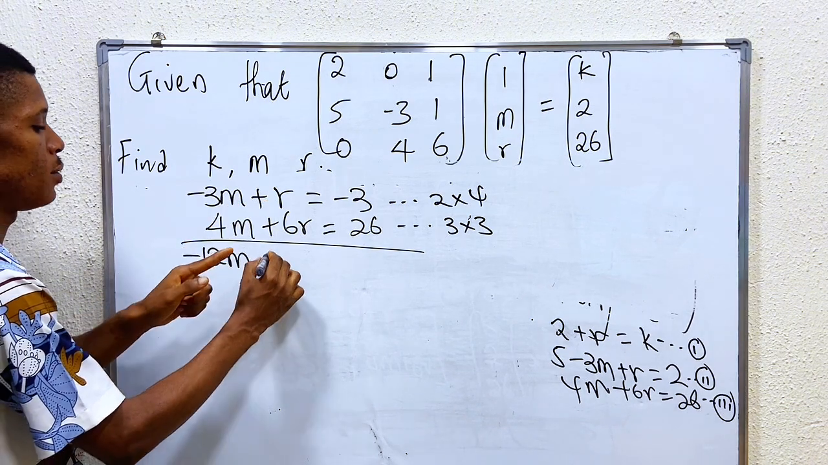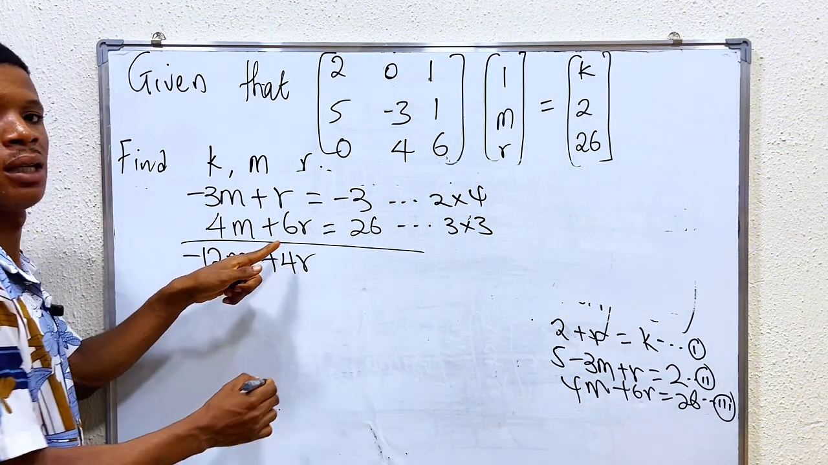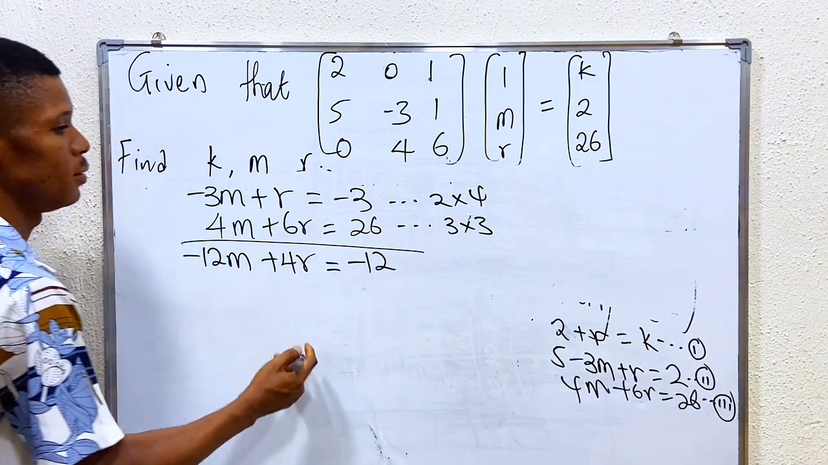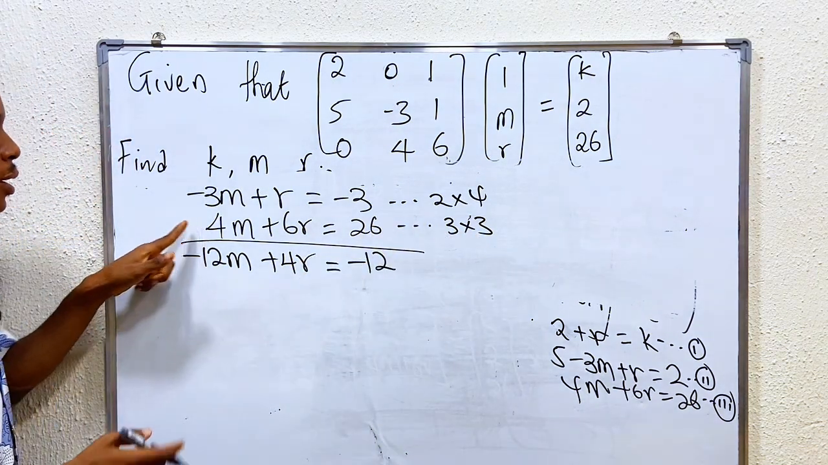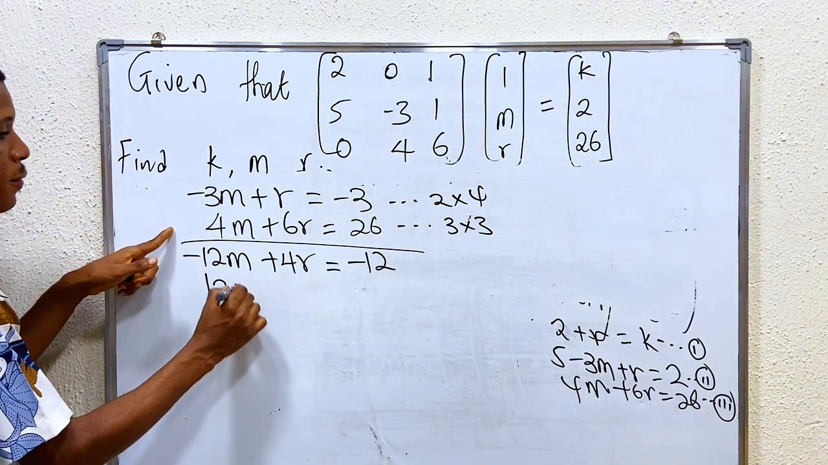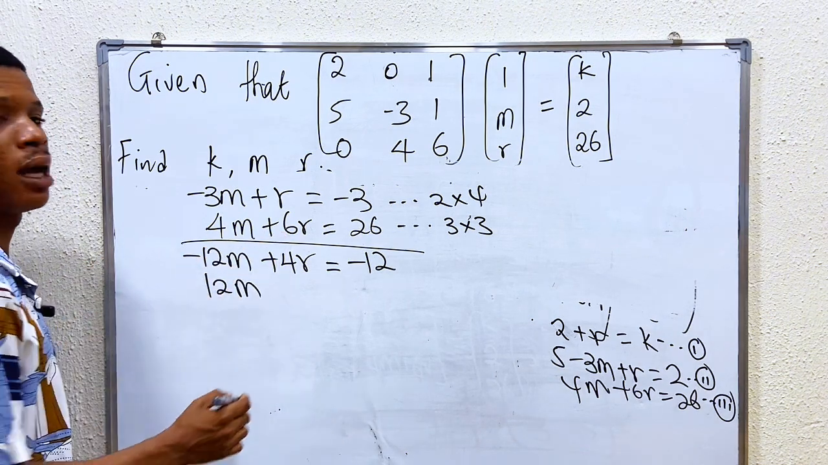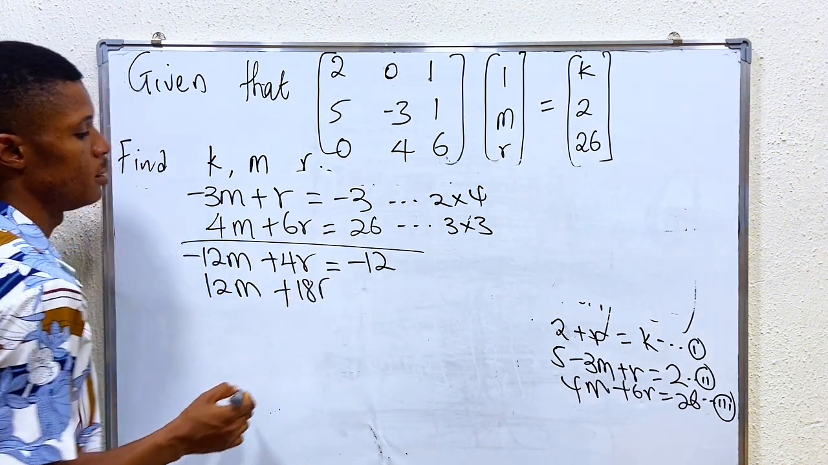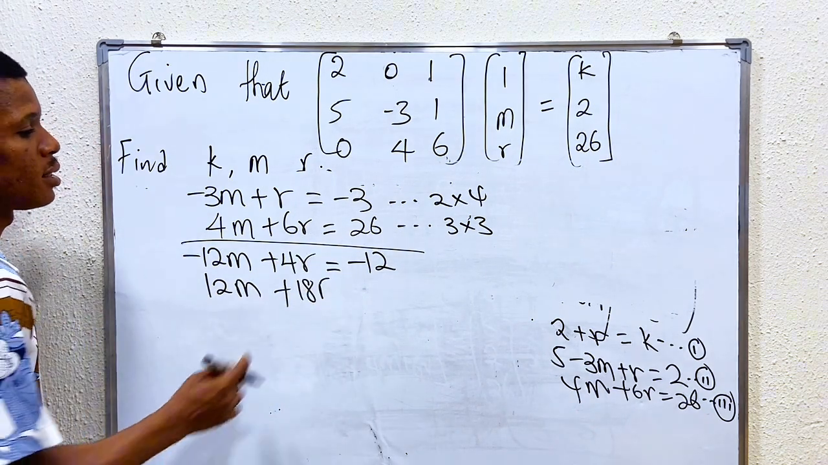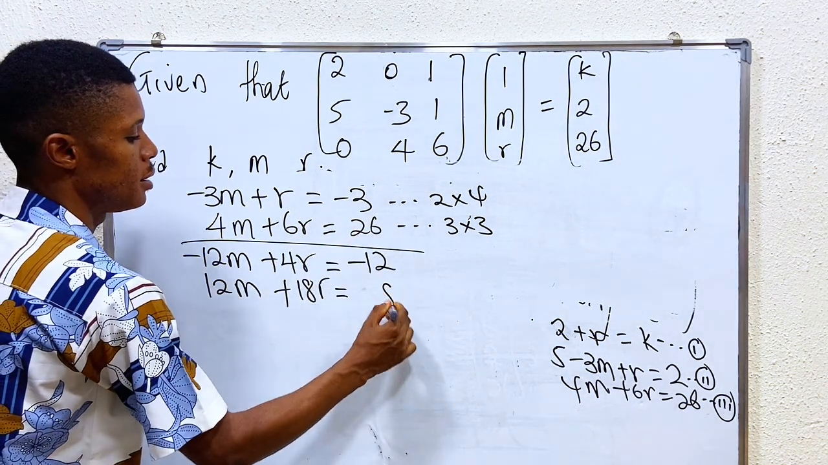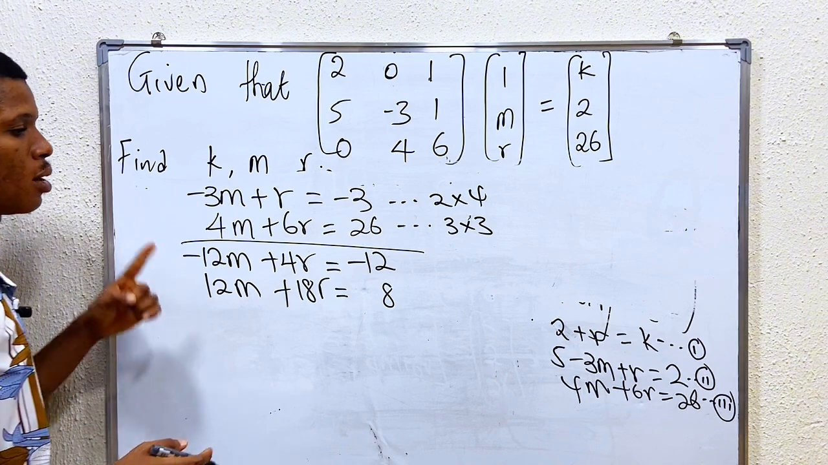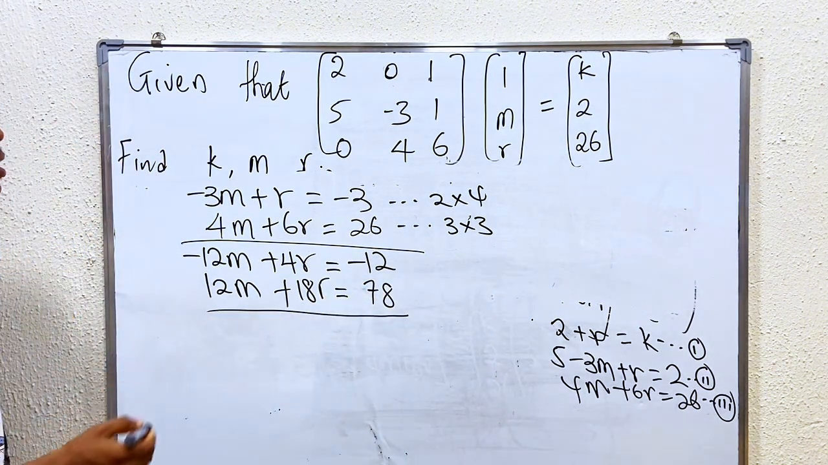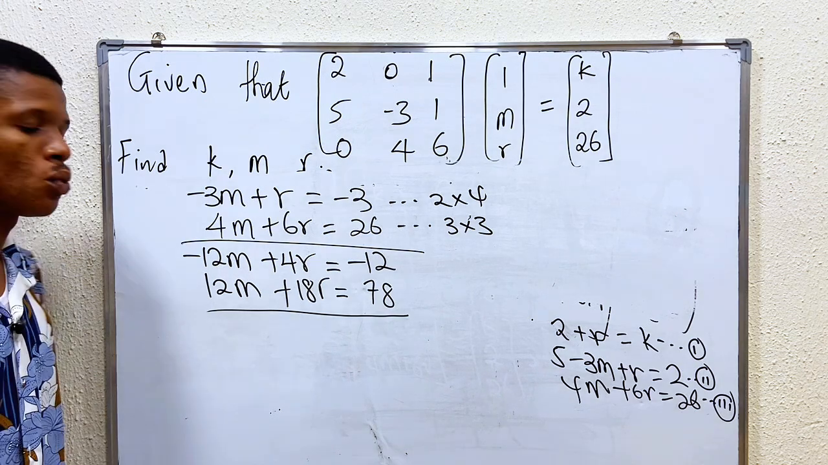So the resultant solution will now be 4 times minus 3 is minus 12m, 4 times r is plus 4r, and this equals minus 3 times 4, which is minus 12. We'll multiply the other by 3. 3 times 4m is 12m, 3 times 6 is 18r, and 3 times 26 is 78. So at this stage, we just have to add the two equations.